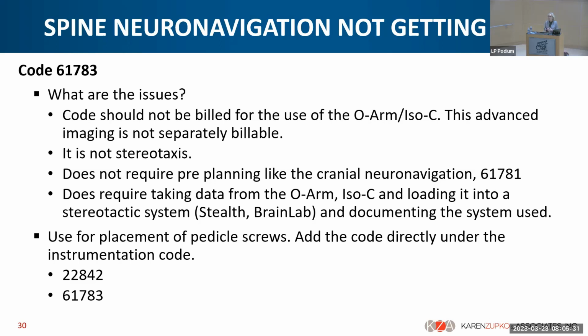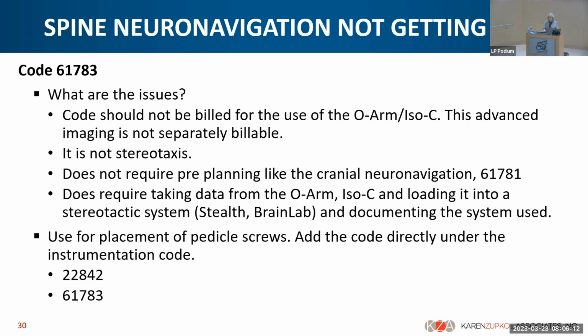If you have stereotaxis, where you're loading the O-arm or C-arm data into a Brainlab or Stealth system, that's what you need to be able to bill 61783. Payers are routinely denying this code. Why? Because many people think that an O-arm or an iso-C-arm spin, because it gives you a 3D rendering, qualifies as stereotaxis. It does not, okay? You have to take that data, put it into a stereotactic system, and actually get stereotactic renderings, and then that qualifies in your documentation for the code.